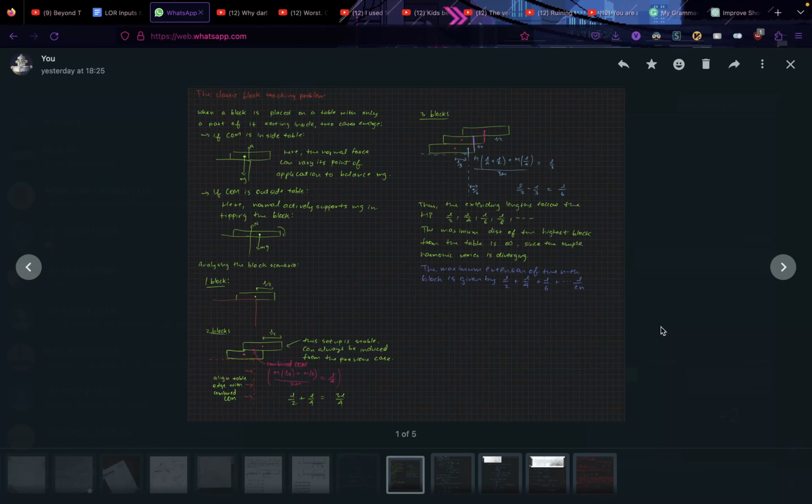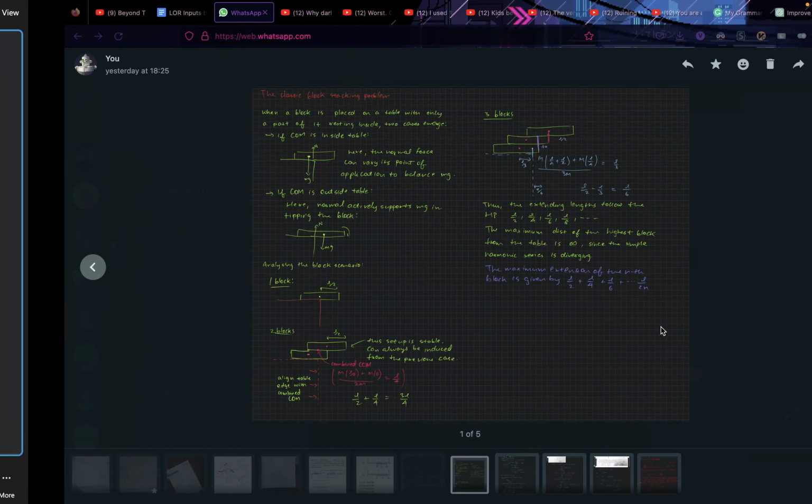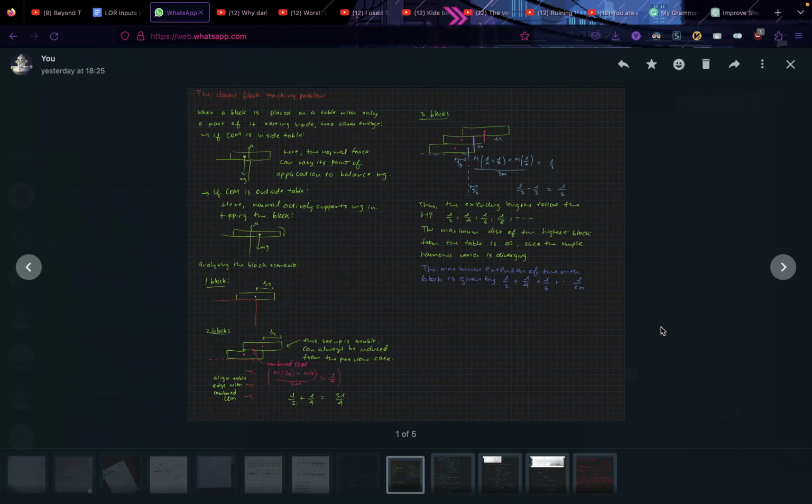What if the last one is on a table? Will there be any change? So what, the last one kept on a table, will there be any change? So basically, you're getting L by 2n, correct? Sir, L by 2n, twice of n. Yeah, L by 2n, and that was my answer.